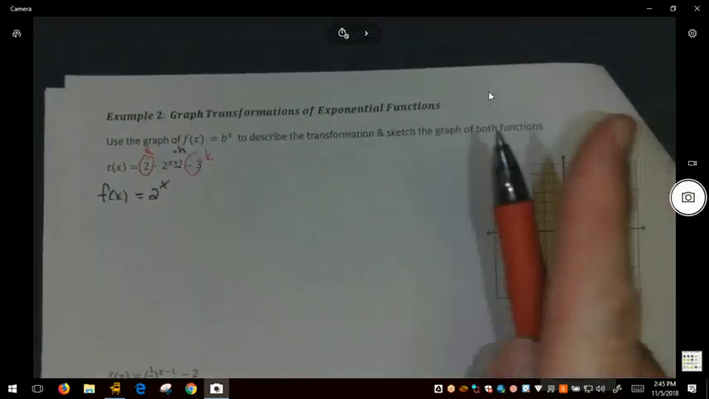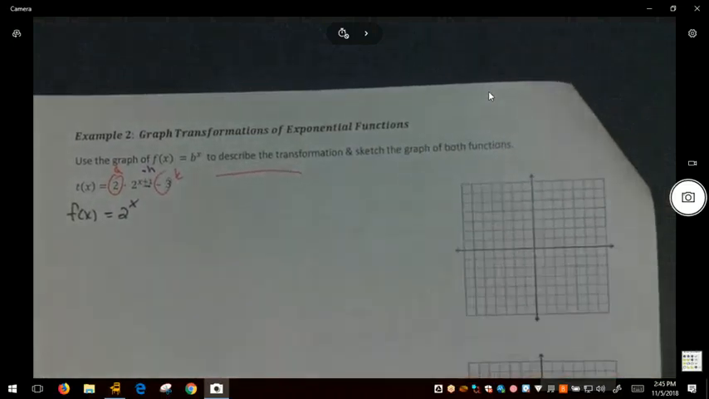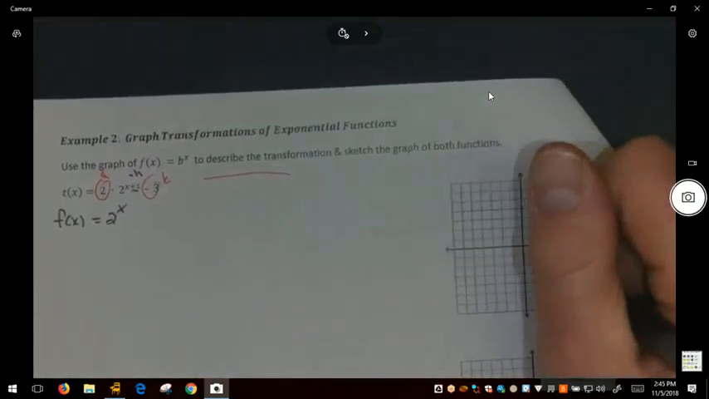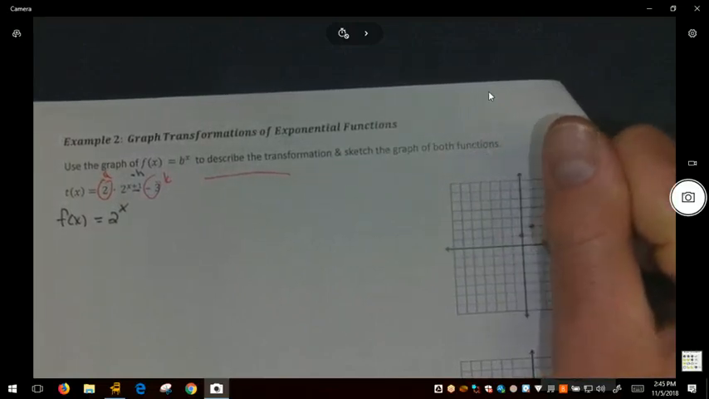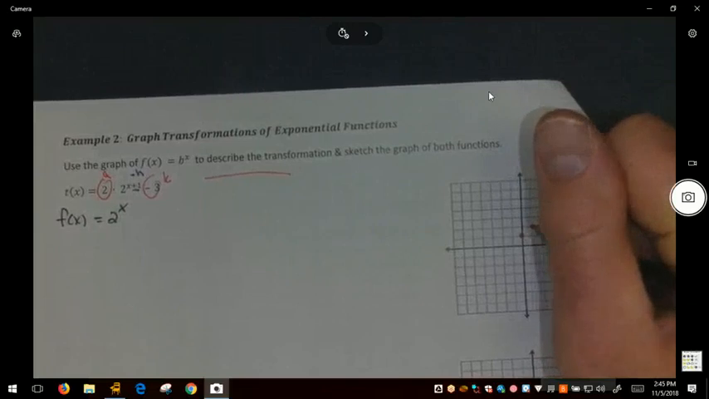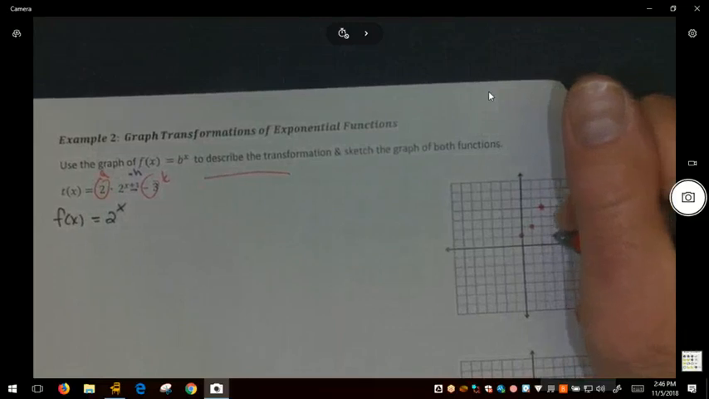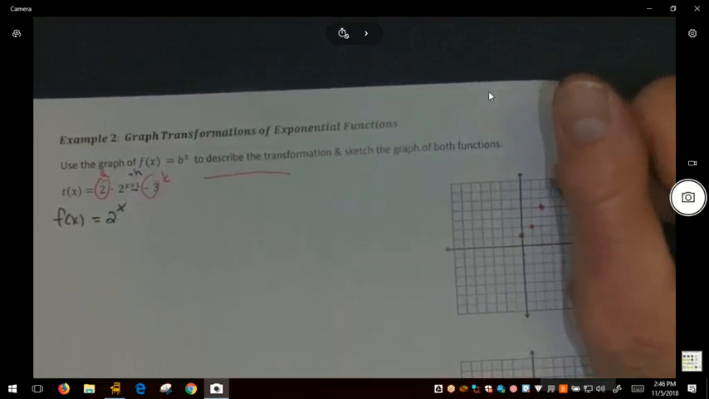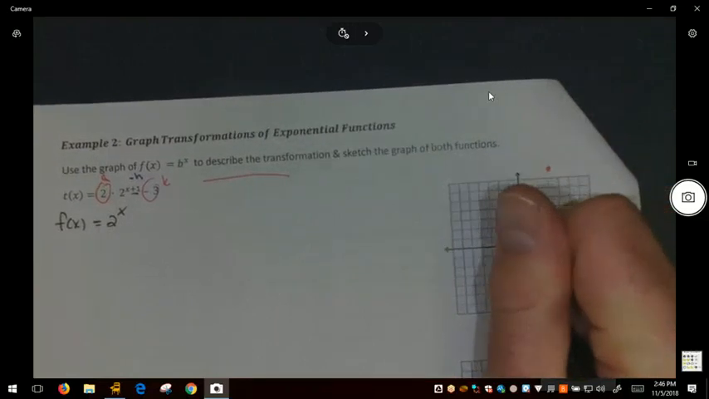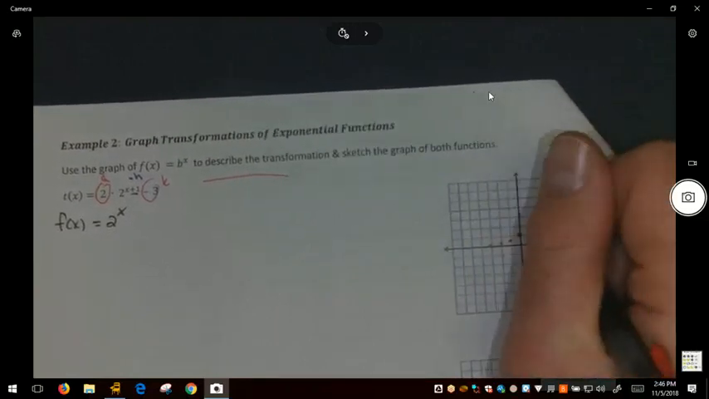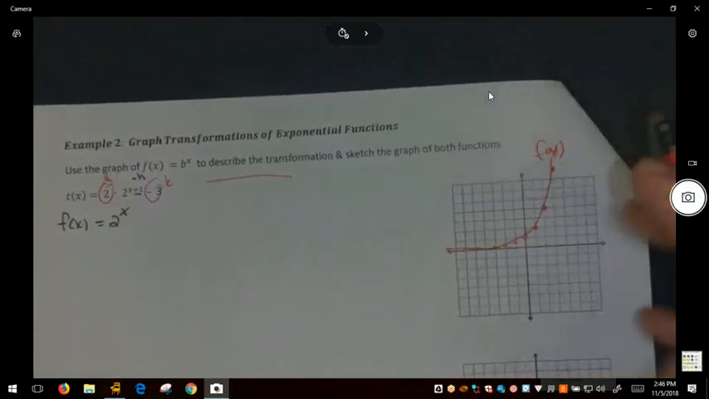So we're asked to describe the transformation and do a quick sketch of both functions. So 2 to the x, that's an easy enough graph. 2 to the 0 is 1, 2 to the first is 2, 2 squared is 4, and 2 to the third is 8, where we have 1, 2, 3, 4, 5, 6, 7, 8. And then 1/2, 1/4, 1/8, and so on, each reducing by half. So there's the parent function f of x.